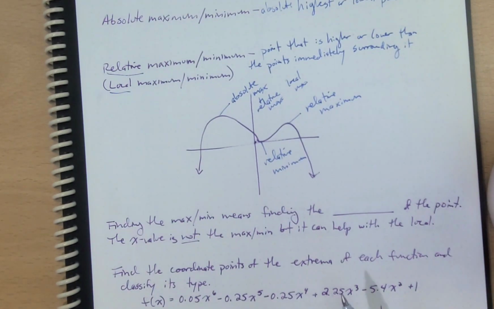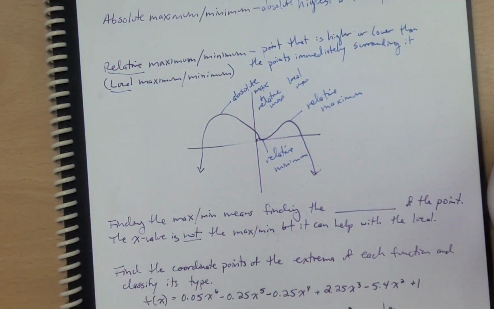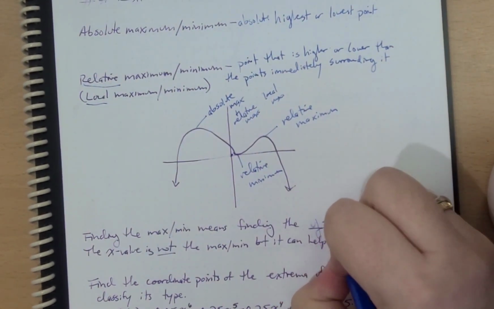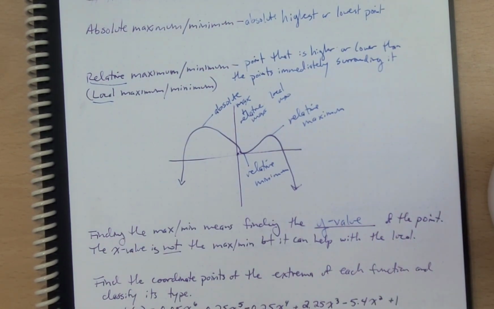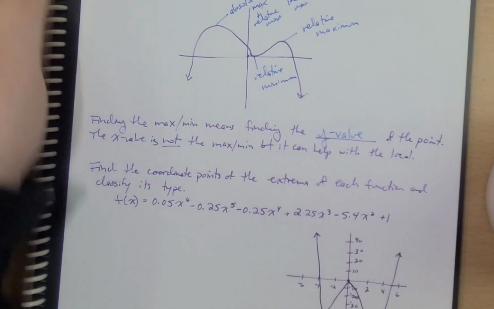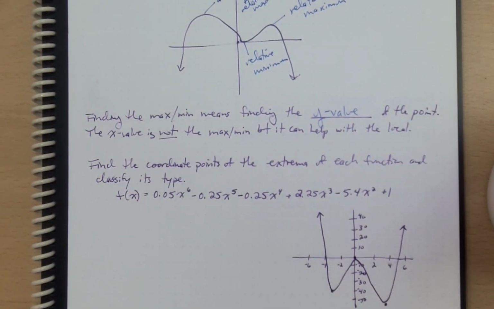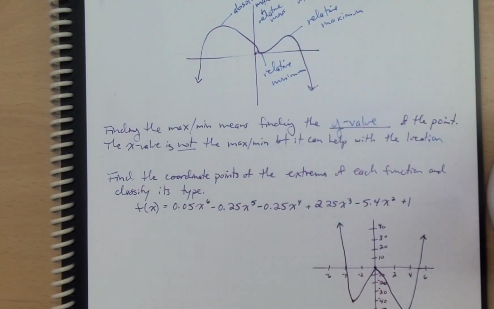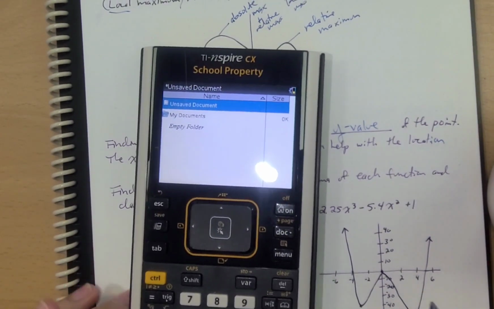So when we talk about finding the minimum or maximum, we are finding the y value of the point. So the x value is not part of it. It can help with finding the location of the point, but it really isn't necessarily part of it. So here we are asked to find the coordinate points of the extrema in each function and classify its type. Okay, so let's go to our calculator.